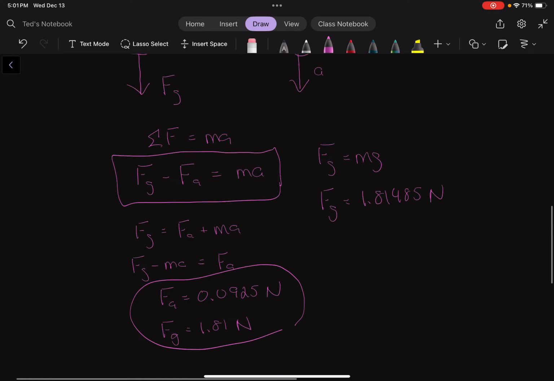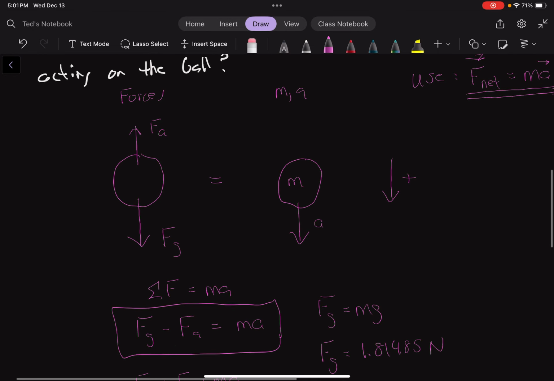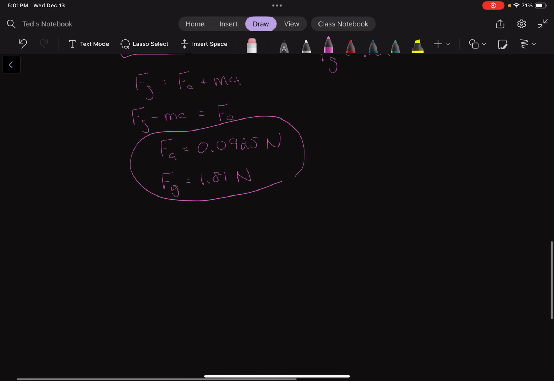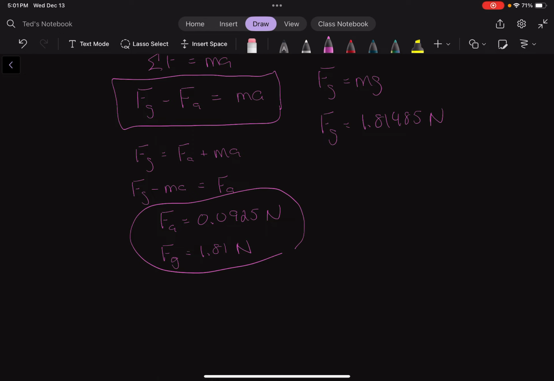That does make sense because this ball is accelerating downward, so gravity should be stronger than air resistance. And the gravitational force is about 2 newtons, which is similar to the weight of 2 apples, and I do think a lacrosse ball probably is about 2 apples worth, so that does make sense. All right, that is all.